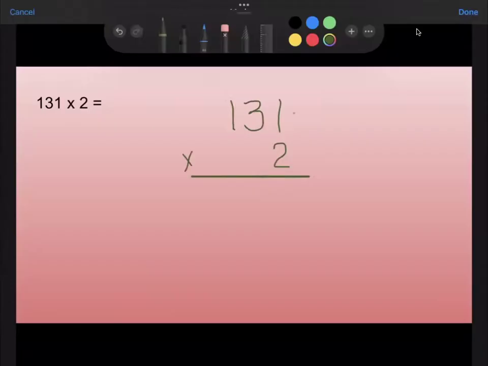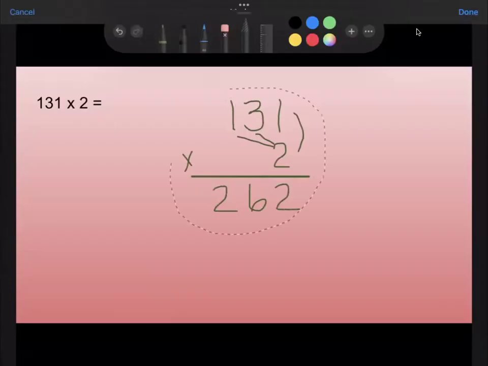First, I'm going to multiply 1 times 2, which gives me 2. Then 3 times 2, which gives me 6. And finally, 1 times 2, which gives me 2. So the answer here would be 262.